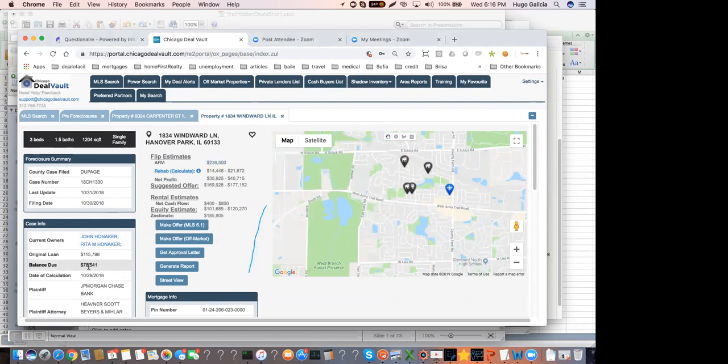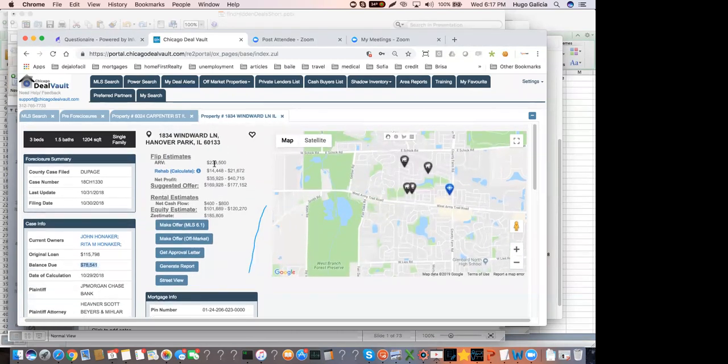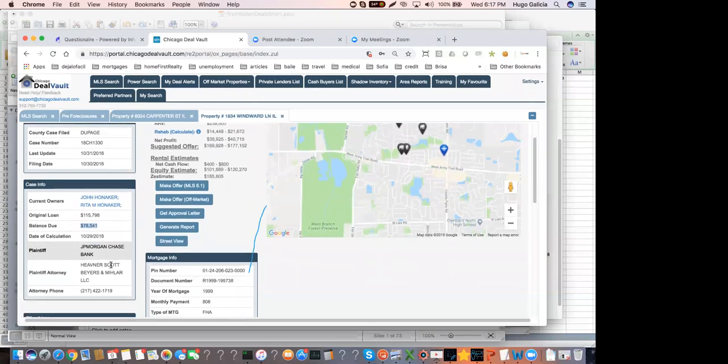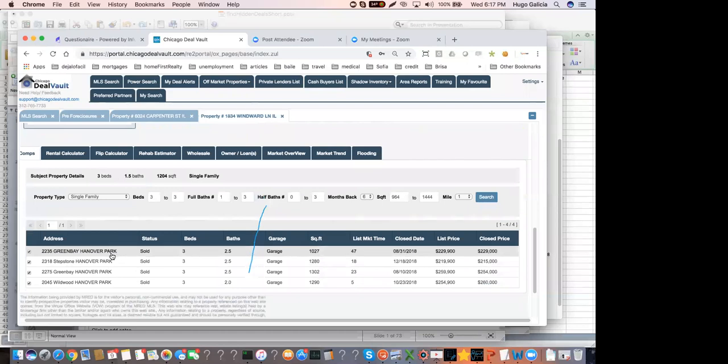And look at this. The owners owe only 80,000 on this property. So this is a fabulous property. So now let's run through the numbers, okay? So we know the property is worth 240. So the next thing that we're going to do is check out, make sure that we have a successful buy and hold and fix and flip exit strategy.